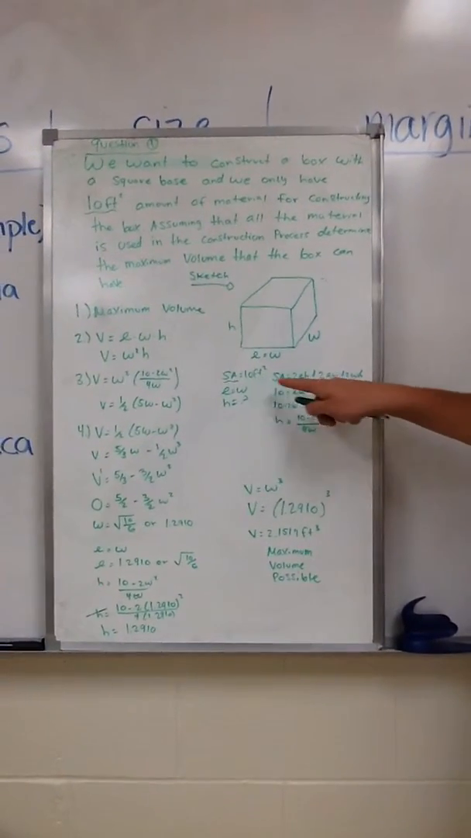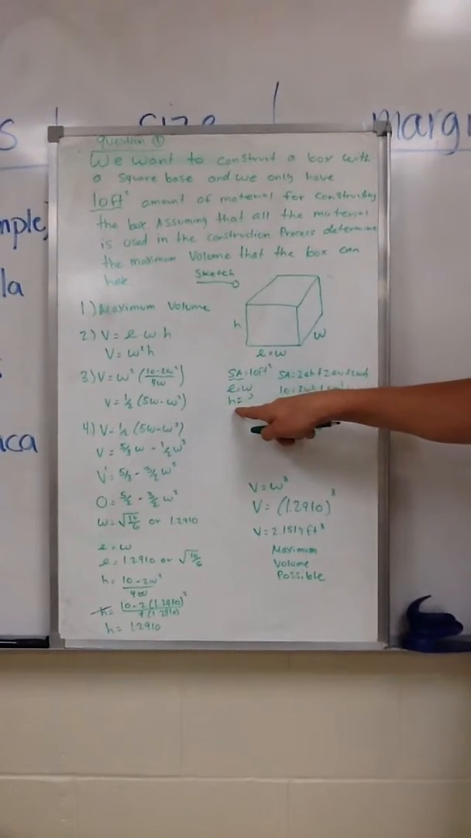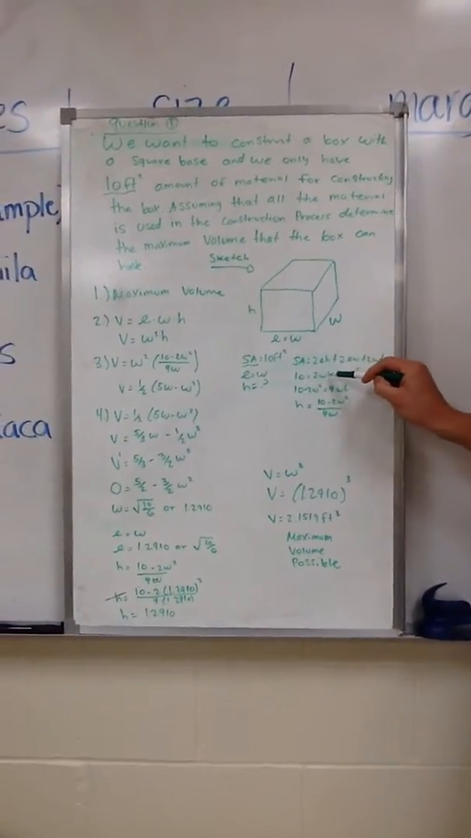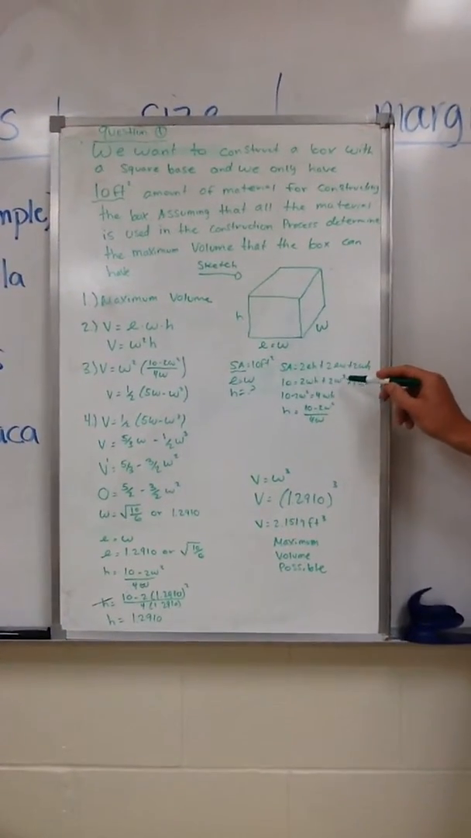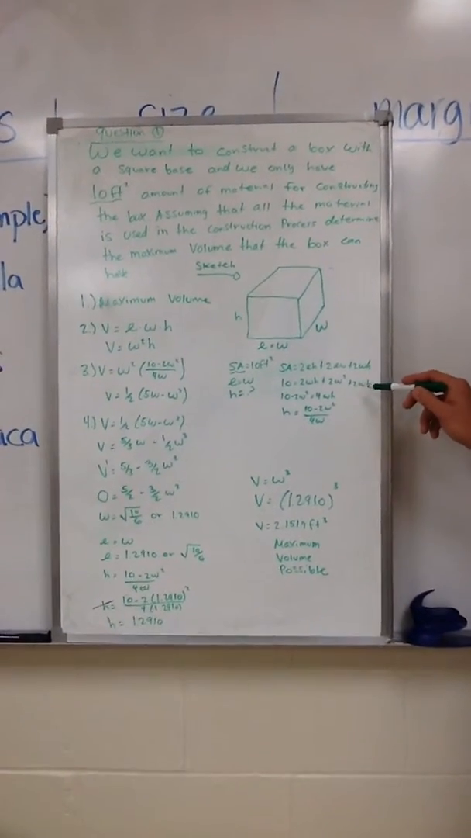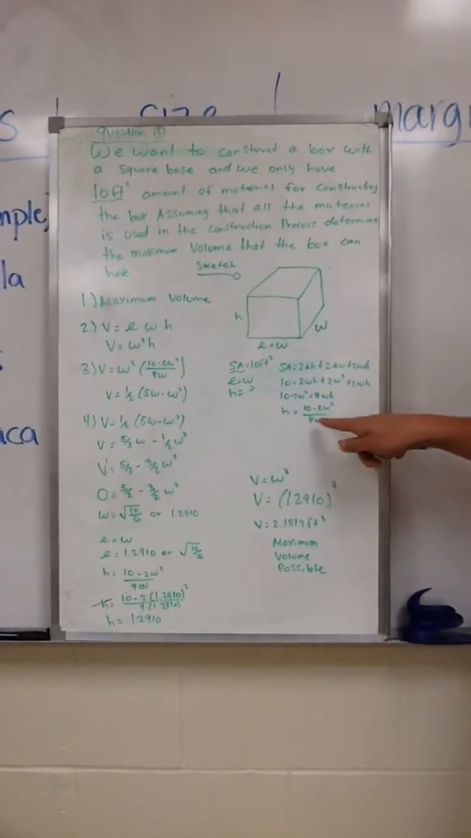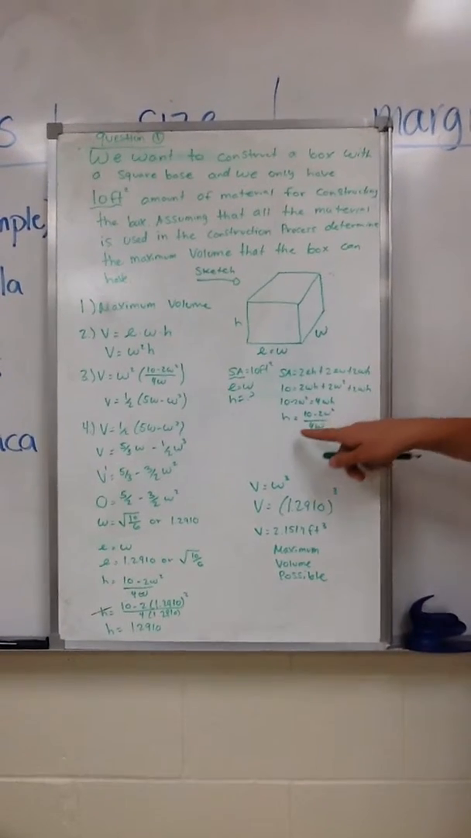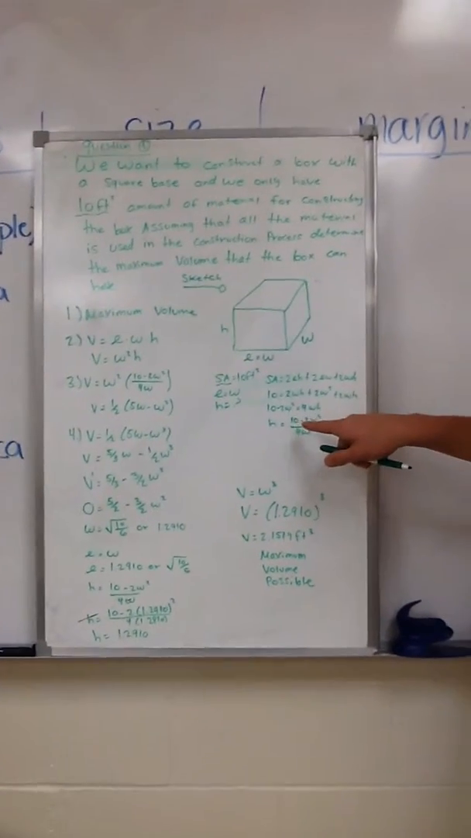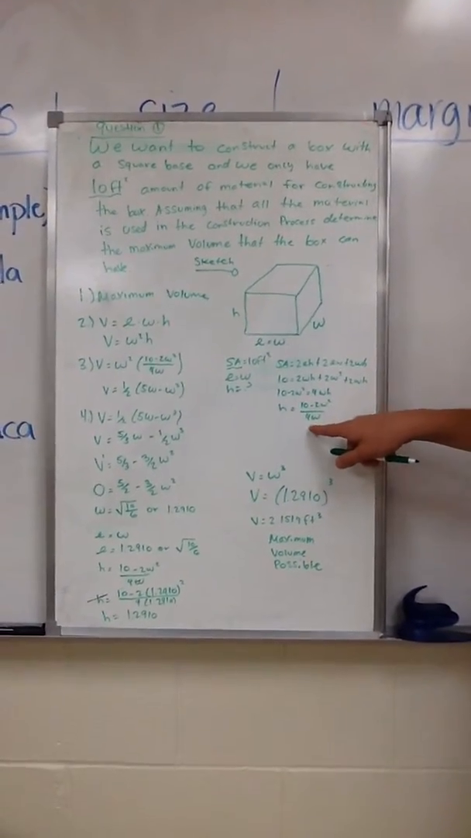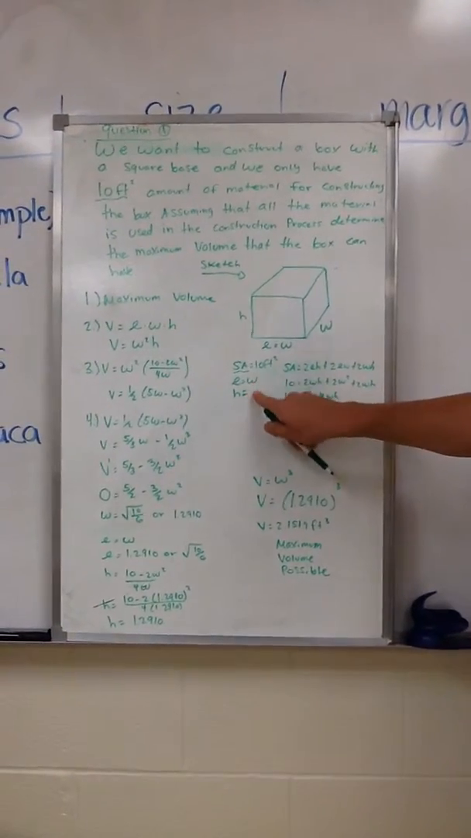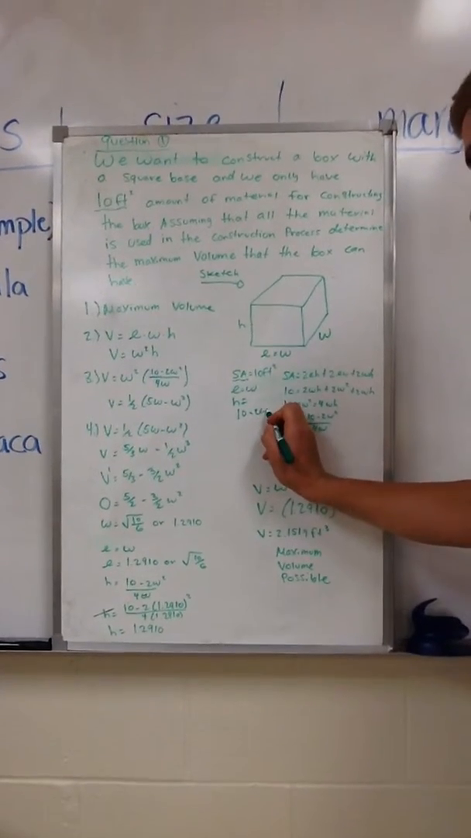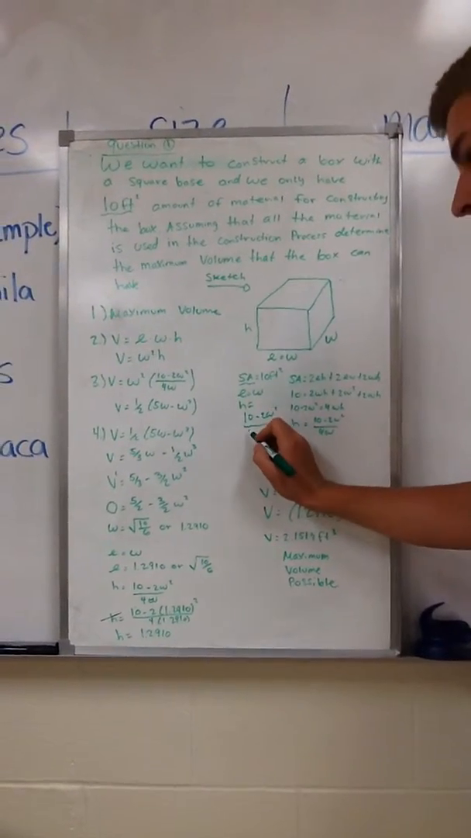So now we plug in our relationship here because we're trying to find H. So we plug in our L is equal to W. We have 10 is equal to 2WH, plus 2W squared, plus 2WH, which condenses down to 10 minus 2W squared equals 4WH. H is equal to 10 minus 2W squared over 4W.